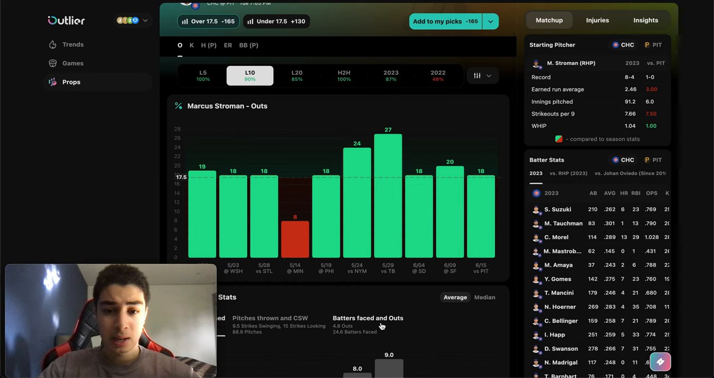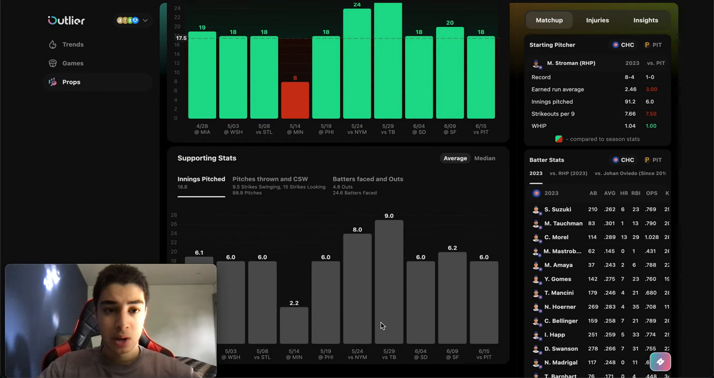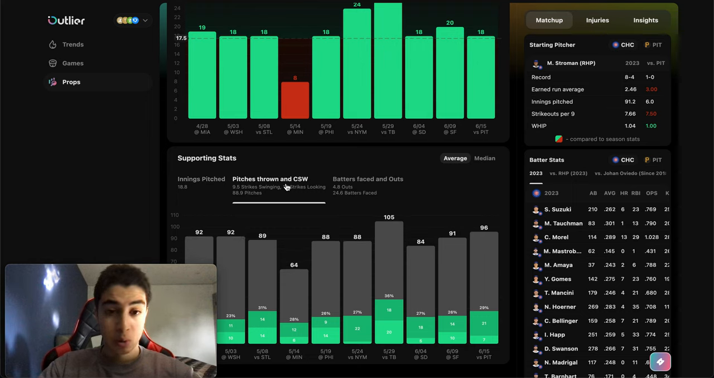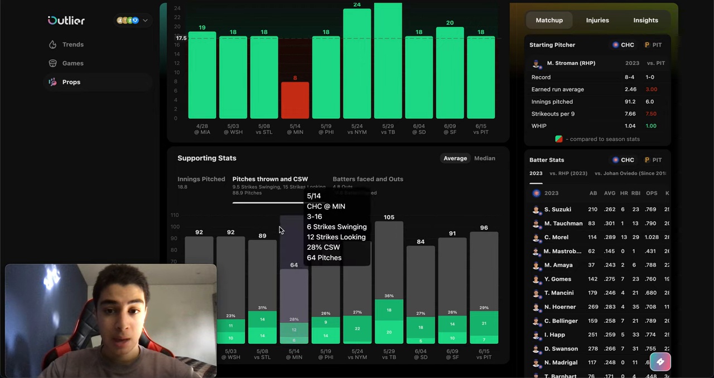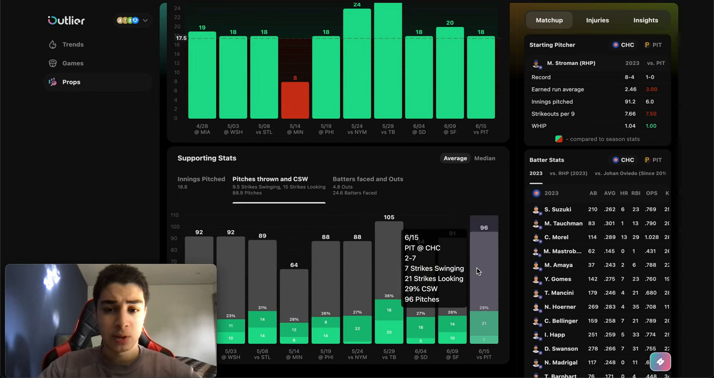And the next thing I like to look at is over here, we could see pitches thrown. So when looking at a pitcher outs prop, I like to know that my pitcher can go to a high amount of pitches, have at least a 90 to 100 pitch count, because that's what's going to get you those extra outs. And as we can see, Stroman is averaging 88.9 pitches per game in his last 10, which is a really good number. And he went up to 96 pitches versus the Pirates last game, which is perfect.